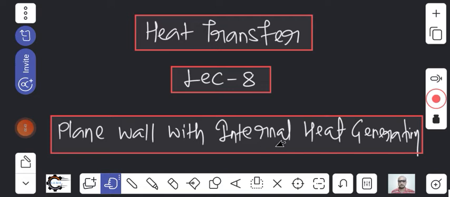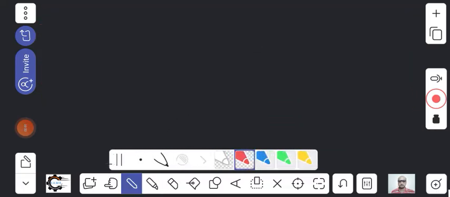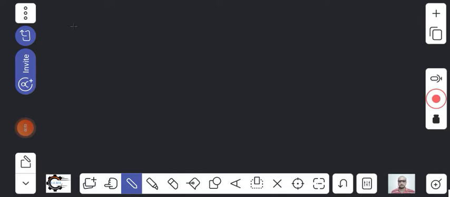Let me start today's class, that is plane wall with internal heat generation. Before starting, I have to revisit the general heat conduction equation once again.